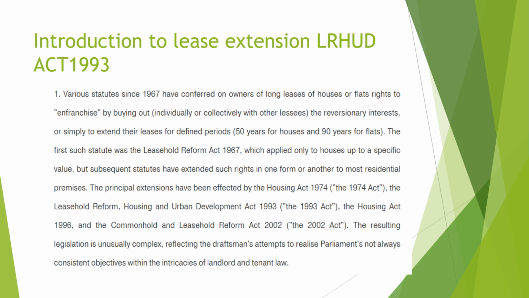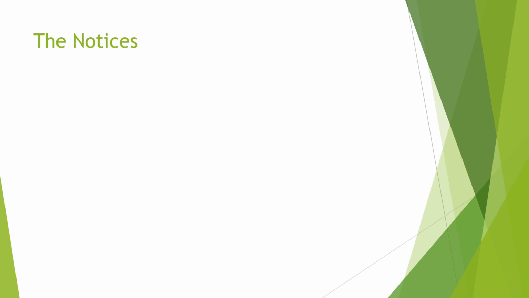There are various ways to extend your lease for leasehold flats, and the act for houses is slightly different. For flats you get a 90 years extension under the 1993 Act, and for houses you get a 50 years extension under the 1967 Act.